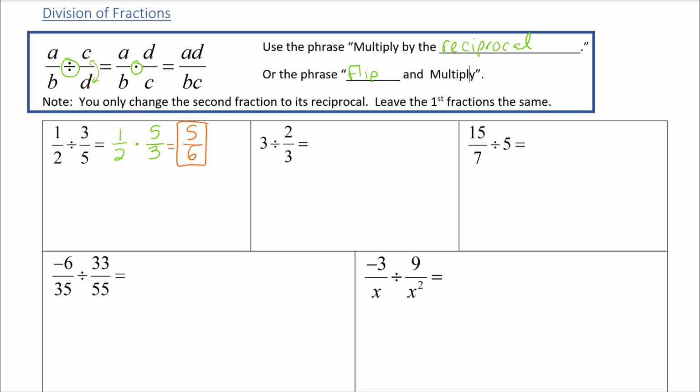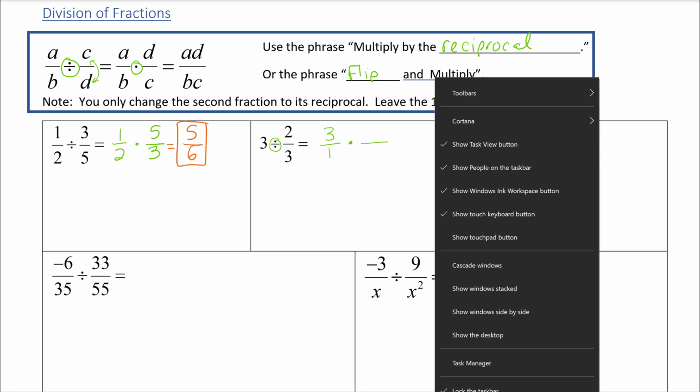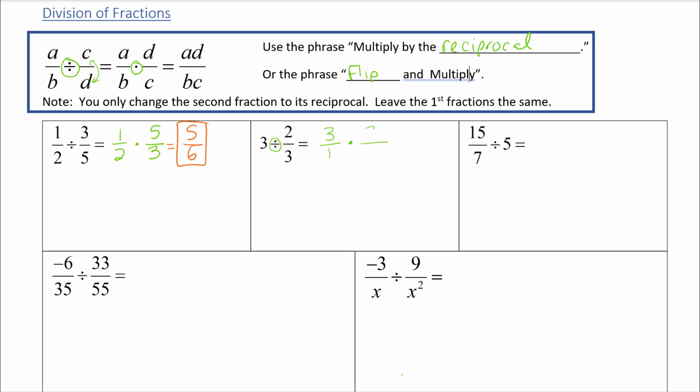Our next problem, we have 3, or you can think of it as 3 over 1 to remind you that it's a numerator. I'm going to change that divide sign into a multiply sign, and I'm going to flip the second fraction. Only the first fraction stays the same. So 2/3 becomes 3/2. 3 and 3 doesn't reduce with 2 and 2, so I can just multiply across and get 9, and multiply across and get 2.